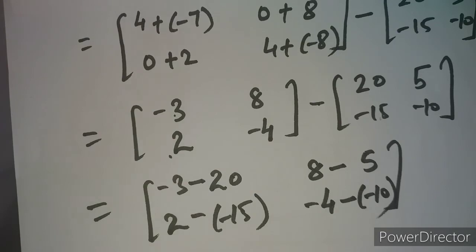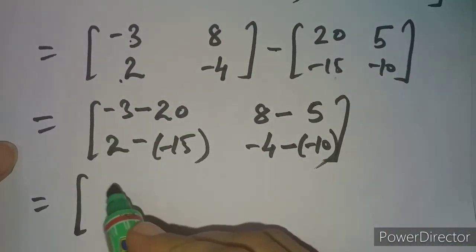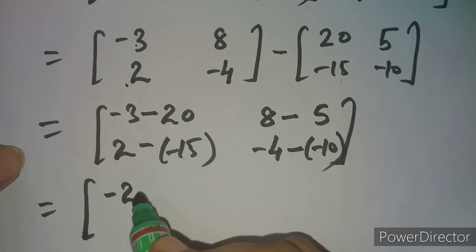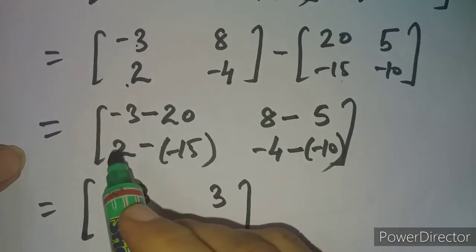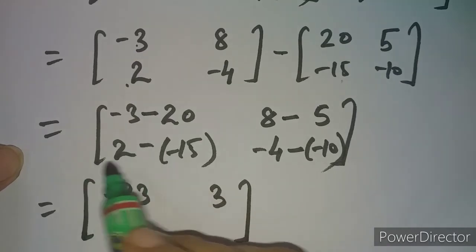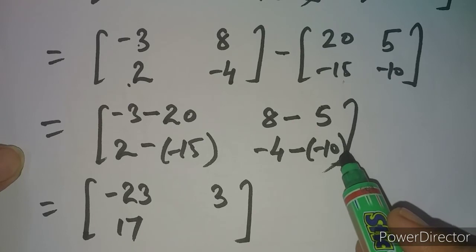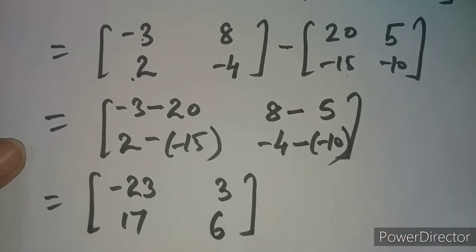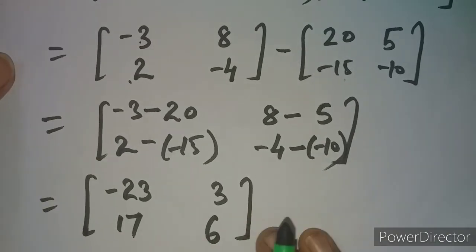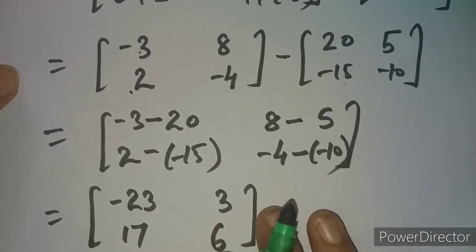Final answer will be minus 3 minus 20, which is minus 23. 8 minus 5 will be 3. 2 plus 15 will be 17, and minus 4 plus 10 will be 6 only, right? So this is the answer. This is the answer of all the operations which we did.